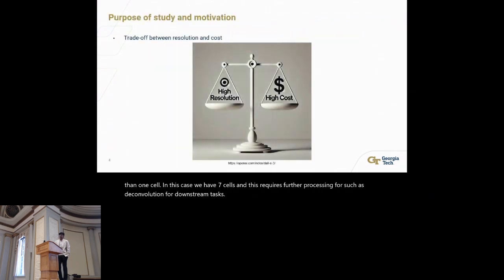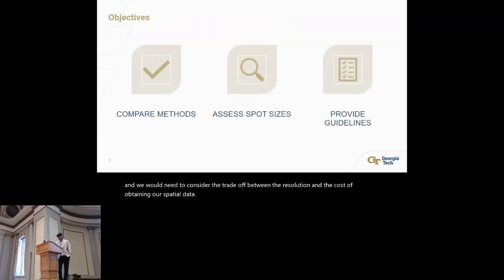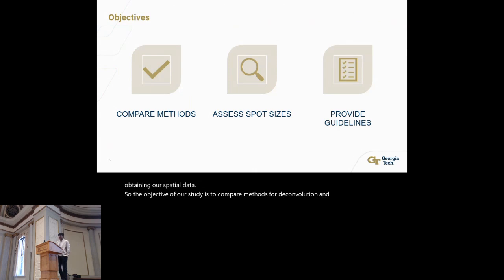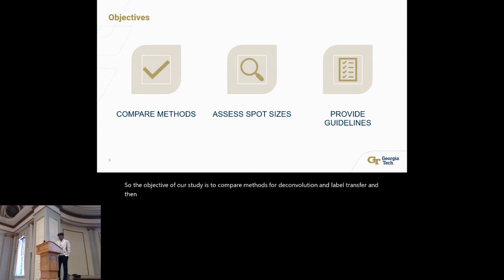Now we also have single cell data as previously mentioned, but this comes with a high cost, and we would need to consider the trade-off between the resolution and the cost of obtaining our spatial data. So the objective of our study is to compare methods for deconvolution and label transfer, and then to assess spot sizes for the most optimal spot size for each task, and then provide guidelines for each.